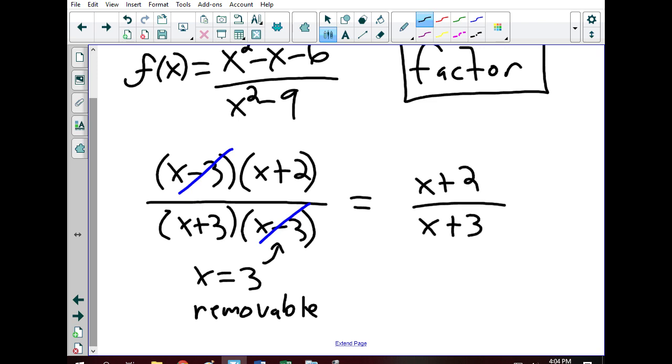Now, when the function is in its most simplified form, as it is here, x plus 2 over x plus 3 is the most simplified form. Nothing else can be canceled out. When it's in its most simplified form, the value of x that makes your denominator 0 is your infinite discontinuity. So x equals negative 3 is my infinite discontinuity. And the easy way to remember: the factor you remove is removable, and the factor that stands in our denominator is there forever, so it's infinite.